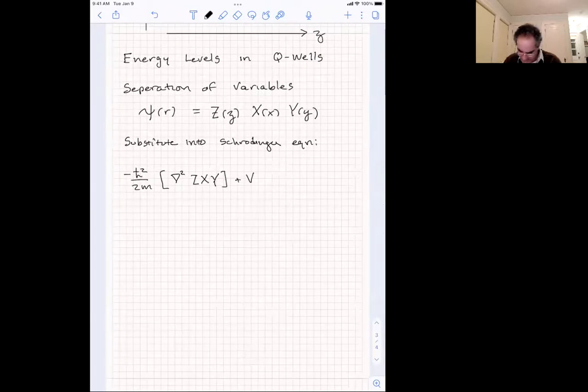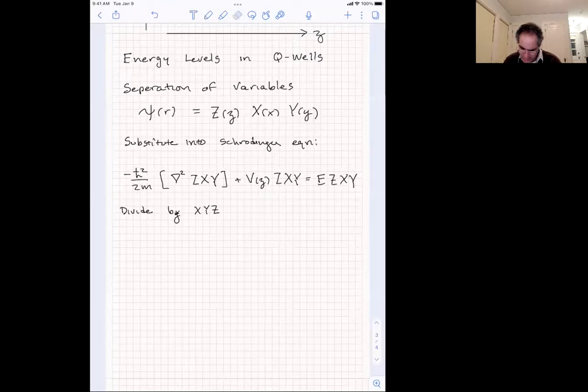Plus V of z times the z function times the x function times the y function, and that has to equal the energy times Z X Y. We did something similar in modern physics when we separated problems in 3 dimensions, and we're going to follow the same routine here. The next step will be to divide both sides by the product of the x function, the y function, and the z function.